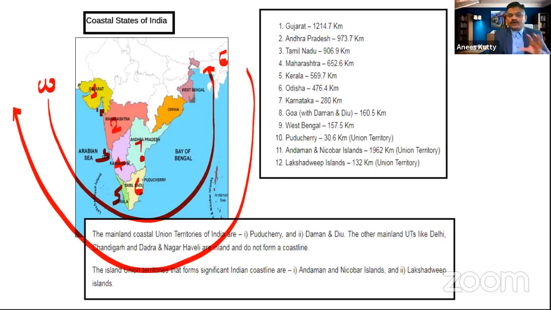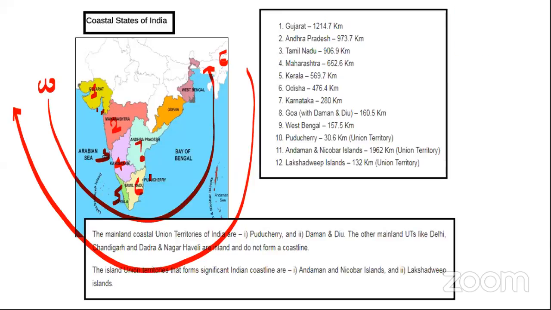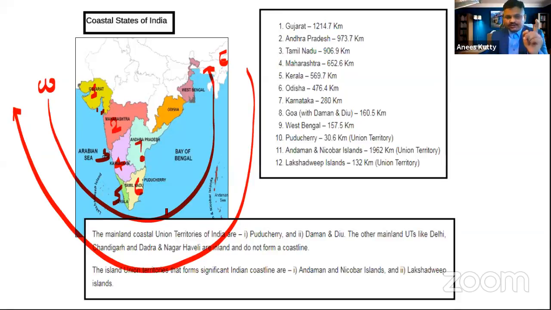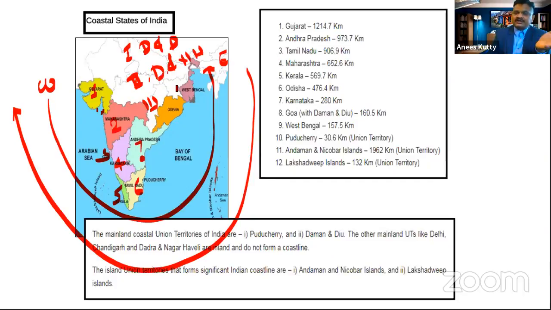Therefore, we cannot say which are the union territories. Your answer is Diu Daman. First one is Diu and Daman. Second one, the union territory which has the coastal body, that is Dadra and Nagar Haveli. And third one, the union territory which has the international coastal border, it is known as Pondicherry.